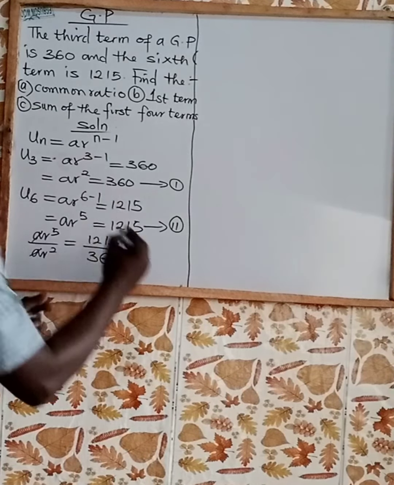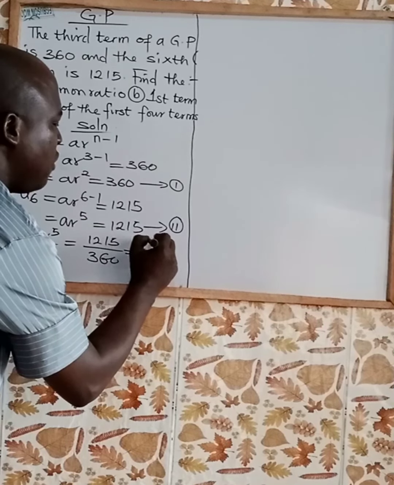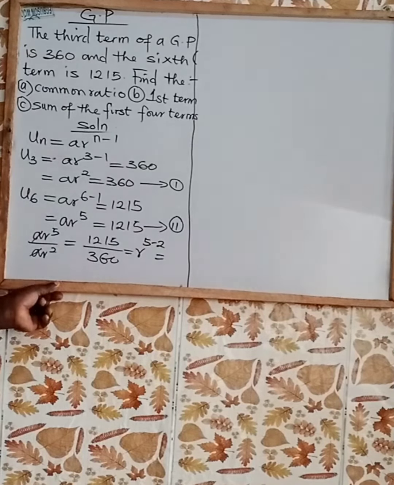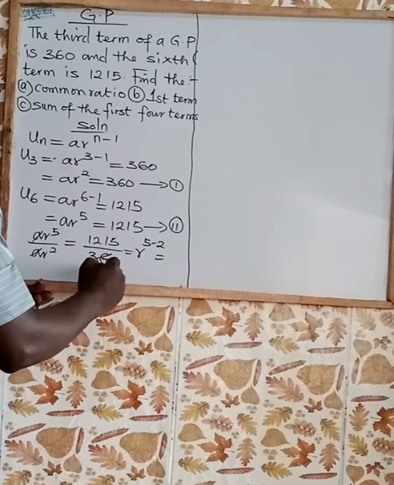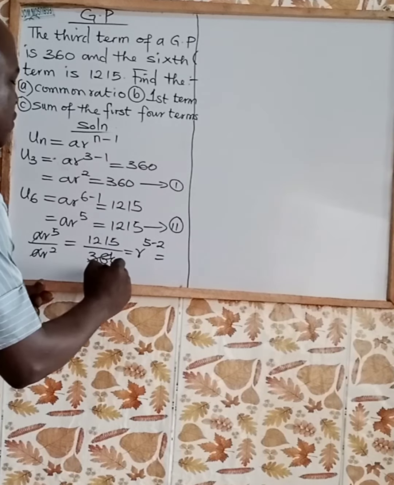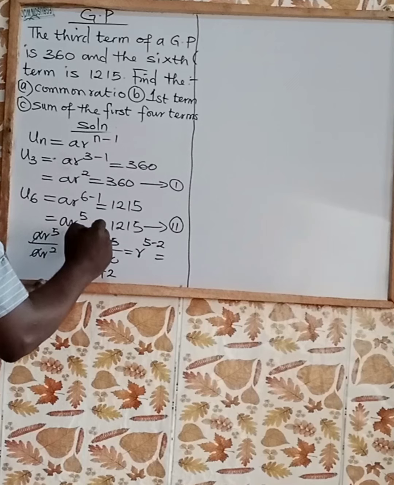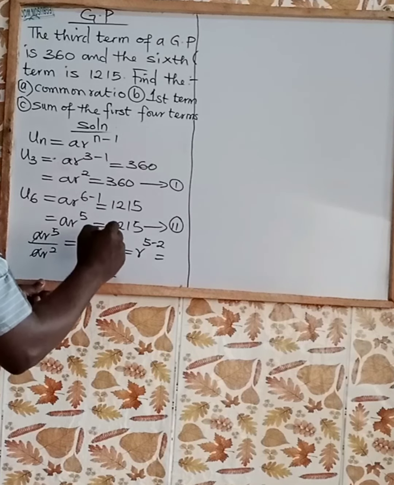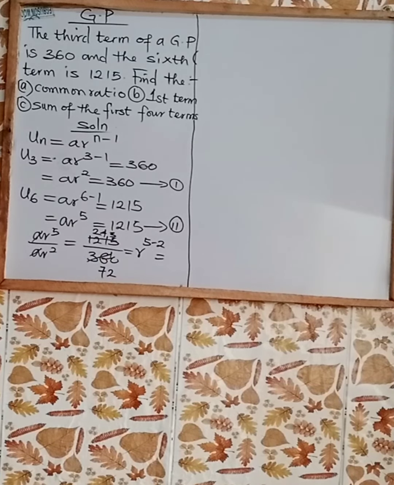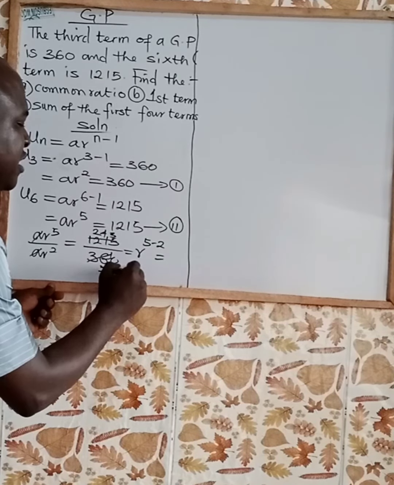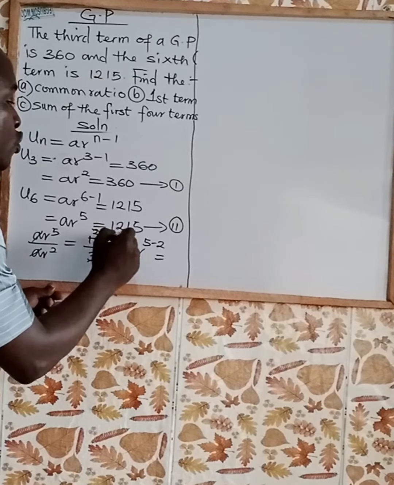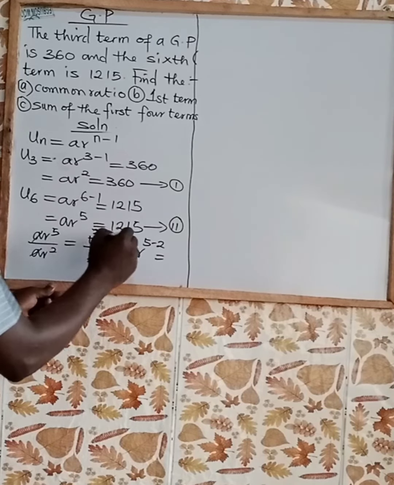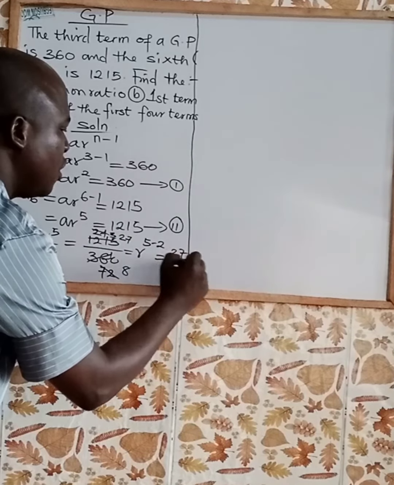So applying the law of indices to this, we have r^(5-2) is now equal to, let's try and reduce this to the lowest term. 5 into 1215 gives 243, and 5 into 360 gives 72. So we have 243 over 72. Of course, 9 can go there. 9 into 72 is 8, and 9 into 243 is 27. So we are left with 27 all over 8.